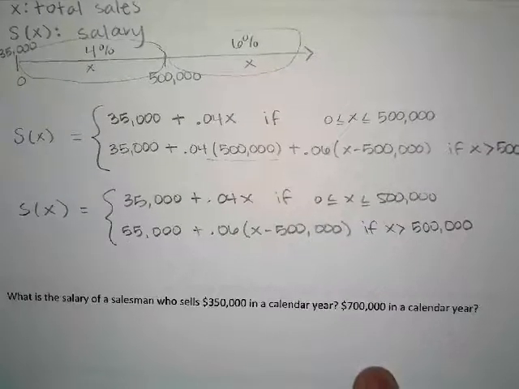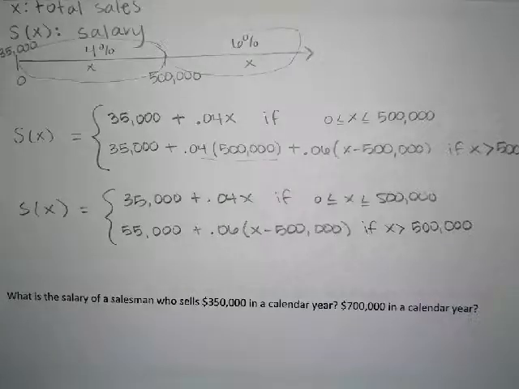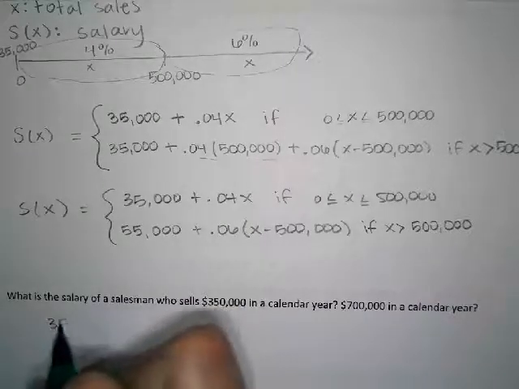Kind of okay? Okay. What is the salary of a salesman who sells $350,000 in a calendar year? Which one do we plug it into? First one. Okay, so we're going to say 35,000 plus 0.04 times 350,000.